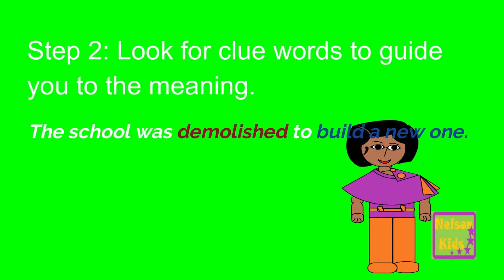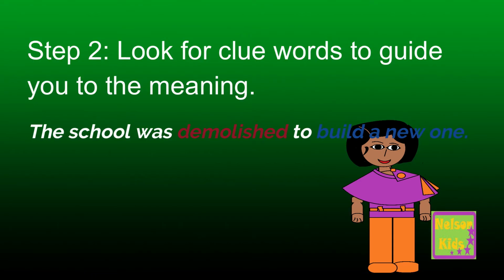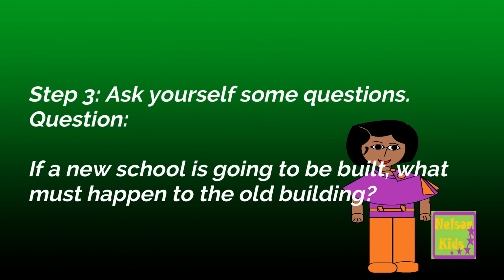What is important is that you must always be asking yourself questions during an analysis of the sentence. As you read your sentence, ask yourself questions. For example, I asked myself the question, if a new school is being built, what will I have to do to build a new one? The fact that I've asked that question guided me to the fact that the word destroyed can mean the same as demolished.